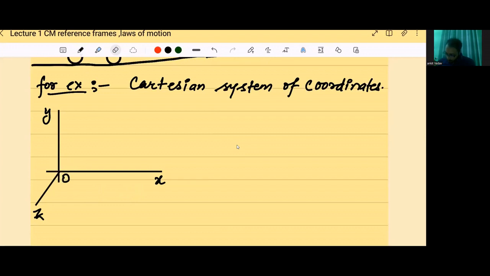So from point O, let's say this is a point P. This point P we can define like this: it is at a distance of X from O in the X direction, at a distance of Y in the Y direction, and similarly in the Z direction. The position of the particle is defined by these three coordinates.